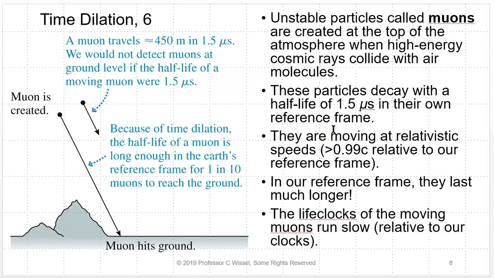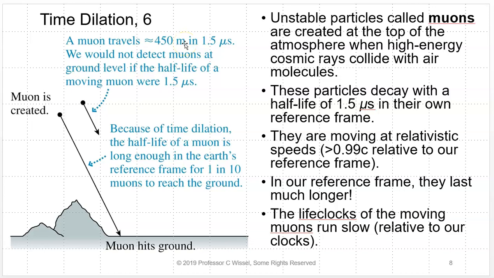Now we've tested this many ways. One of these ways is with unstable particles called muons. These are created at the top of the atmosphere when high-energy cosmic rays collide with the air molecules. These particles decay with a half-life of 1.5 microseconds in their own reference frame, but they're moving at a relativistic speed, much greater than 99% of the speed of light relative to our reference frame. So the life clocks of the moving muons run slow relative to our clocks, so they last much longer. In 1.5 microseconds, a muon would probably only travel, even at this high speed, about 450 meters.